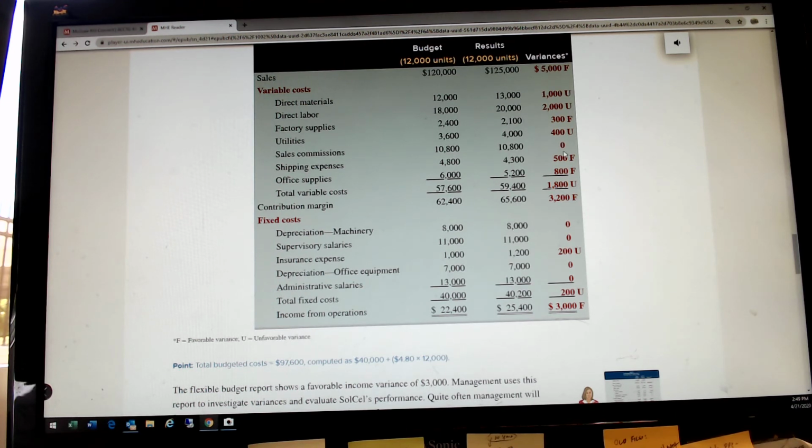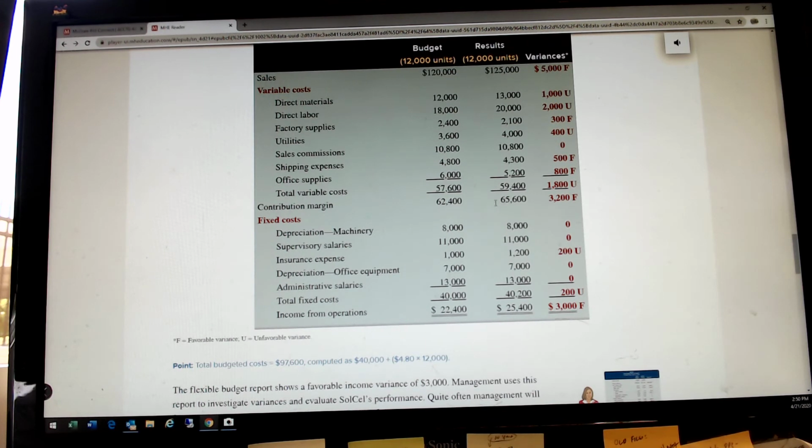Sales commissions, right on the money, no variance. Shipping expenses, $500 under budget, favorable. And office supplies, $800 under budget, favorable. So we end up with a total for the variable costs. It's just adding these. We came in over budget, 1,800. And a way to check that is the difference between these two. It's also these all netted out. If you consider the under budgets or the unfavorables negative and the favorables positive, they all net out to an unfavorable variable cost being over budget.